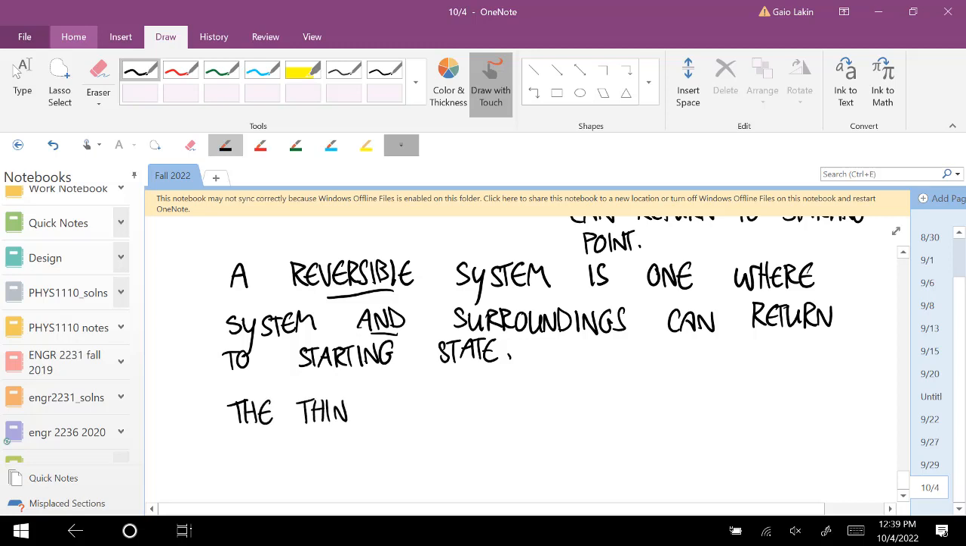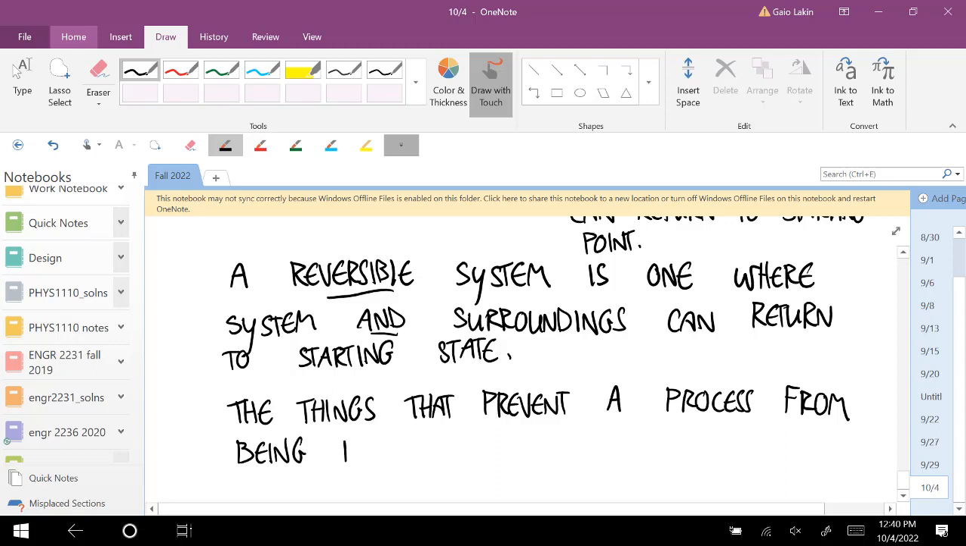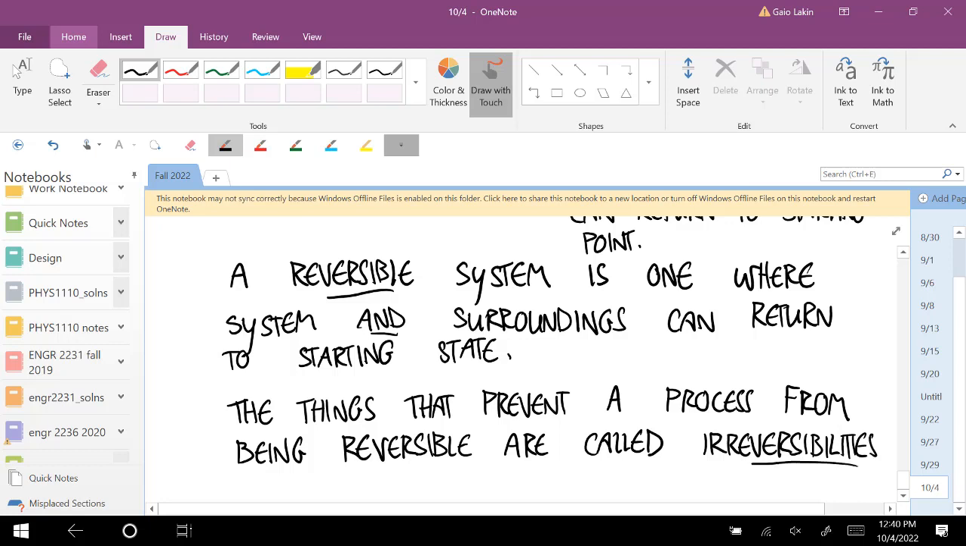The things that prevent a system from being reversible are called irreversibilities. Actually, this should be a process, not a system. The things that prevent a process from being reversible are called irreversibilities. So now I'm going to give you a list of the irreversibilities, the things that lose energy from the system and you can't get them back.